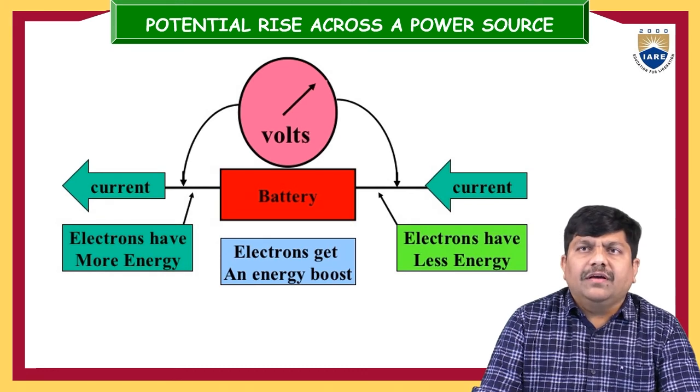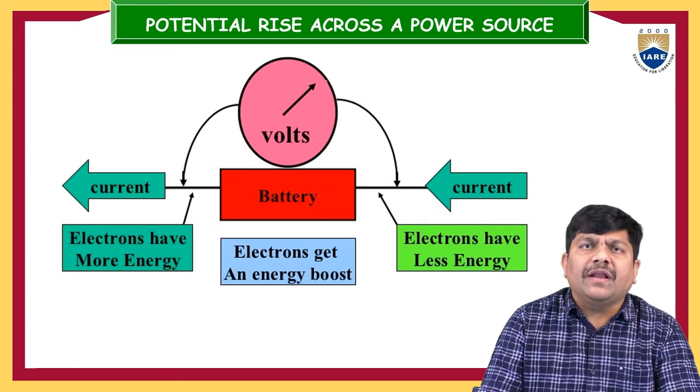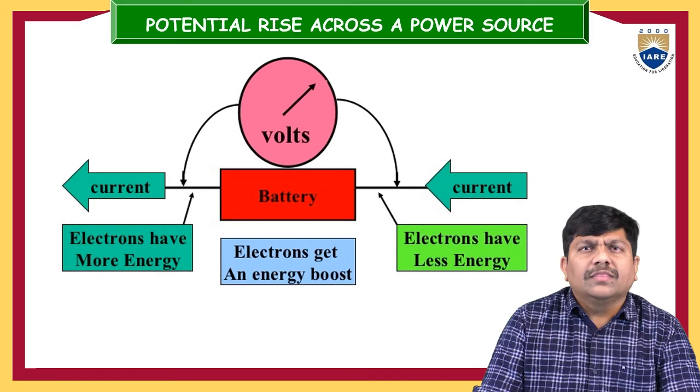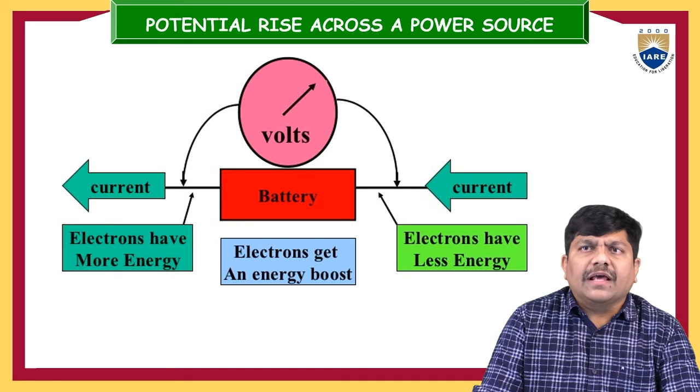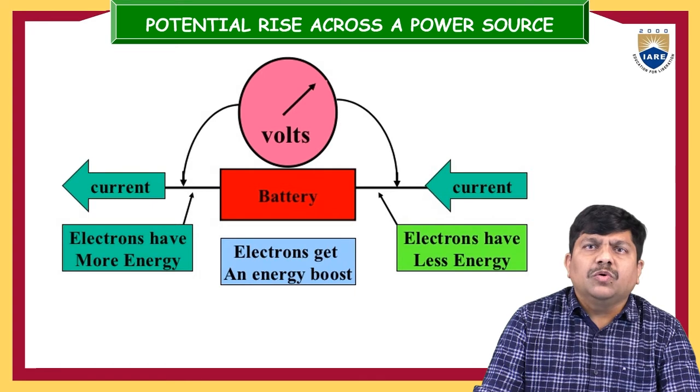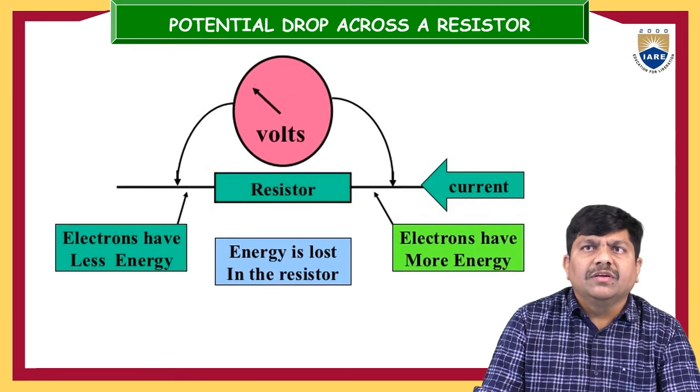On the right side of the slide, if you can see, the current is entering into a battery from the negative plate. At that particular side of the battery, the electrons have very little energy. So whenever the current is entering through that terminal of the battery, it will gain some high energy. It means electrons will get an energy boost, so the voltage also increases.